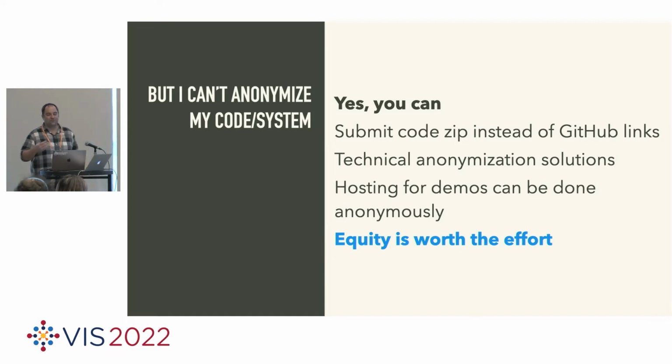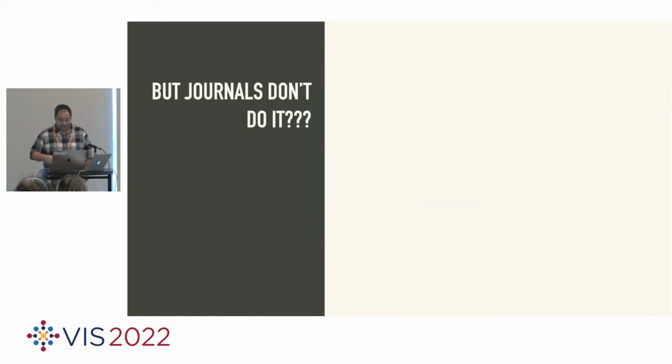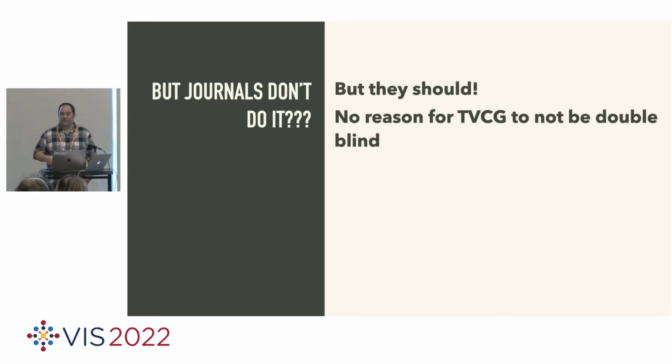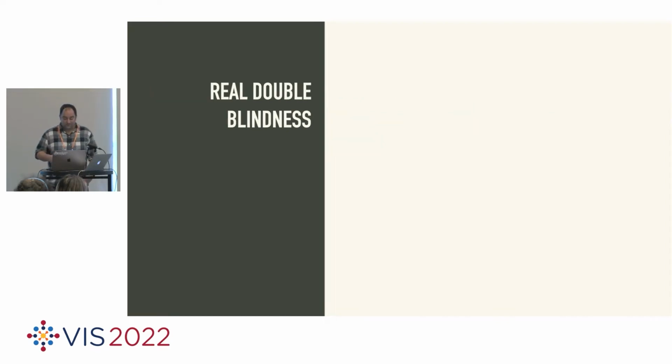I don't have the perfect answer for all of these, but my point here is equity is worth the effort. The other argument that you could maybe say is, but journals don't do it. Well, that isn't actually a very good argument. They should. I don't get why journals don't do it, right? Why does TVCG not have an anonymous review process, like a double-blind review process? I don't get it. So if you have an answer to that, I would like to hear it.